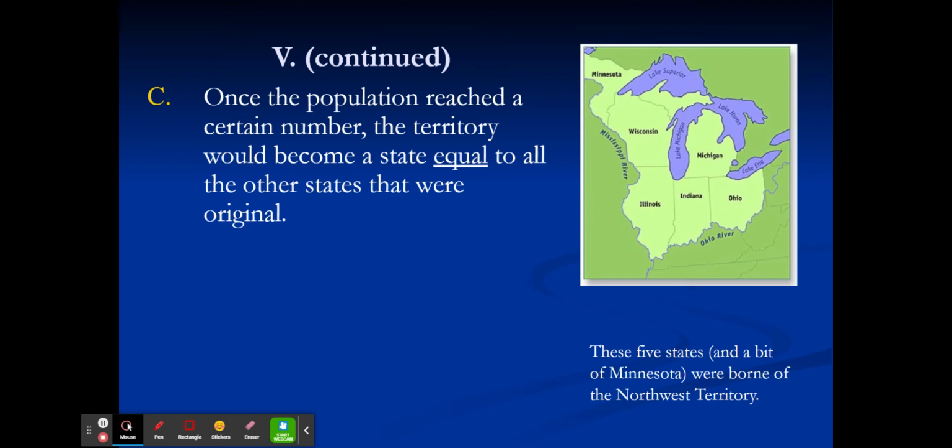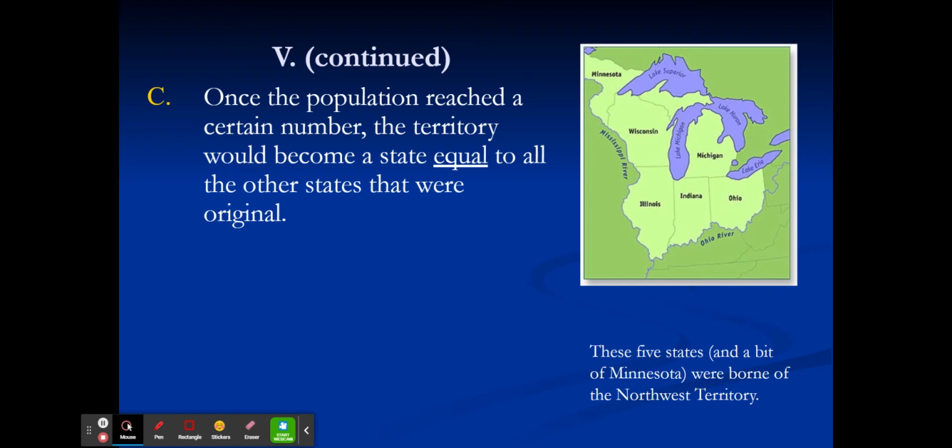Now, taking a look at this map, you can see that the Northwest Territory eventually became 5 states that are added to the United States: Wisconsin, Michigan, Illinois, Indiana, and Ohio. Also, you can see there toward the north end, the top end of the map, right? A little chunk of Minnesota is there as well in the territory, but Minnesota and the rest of the state, right, become a state a little bit later than these 5.